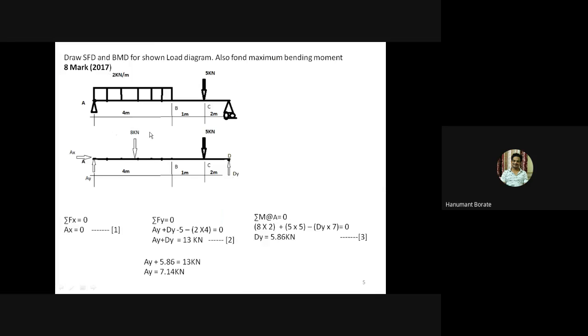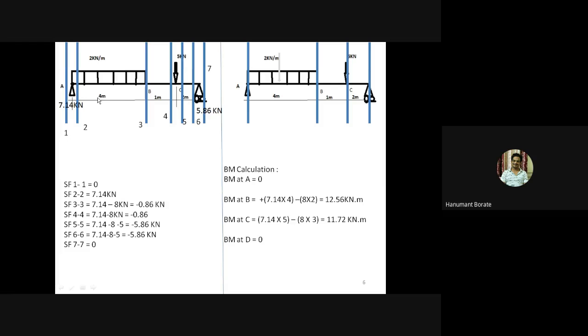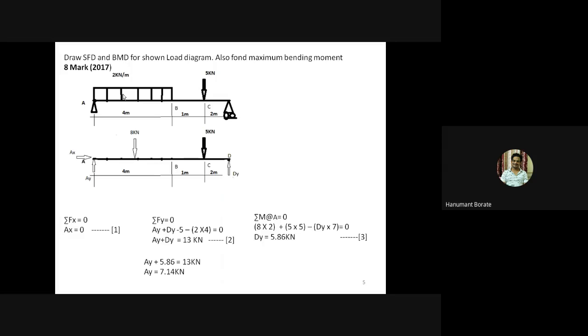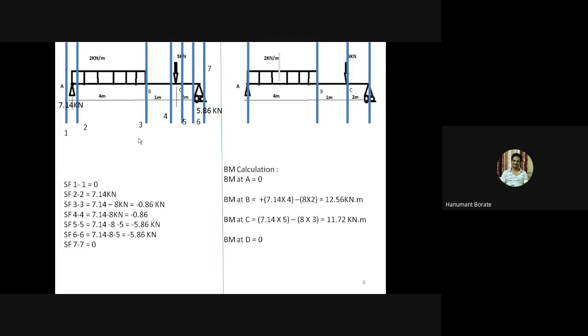Now here you can see, or please keep in mind, always take a section on the load diagram only. Don't take a section on the free body diagram. If we take a section on the free body diagram, here we have converted the UDL into a point load. Its meaning is changing here. Actually, we have done it for calculation purposes. This doesn't mean that this is a point load. So due to that, always take the section on the load diagram.